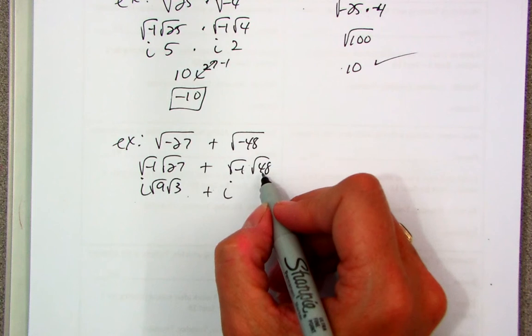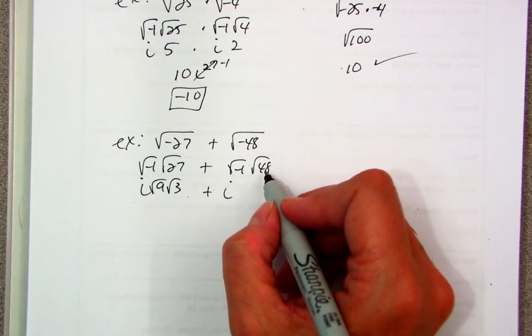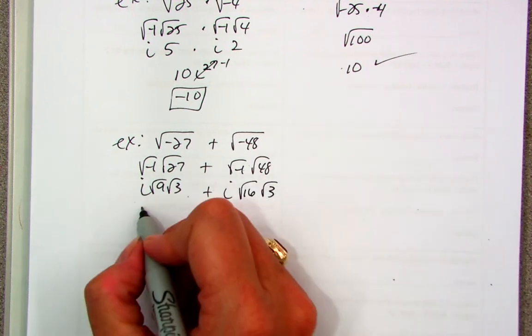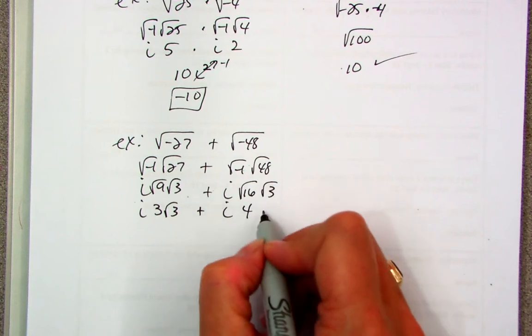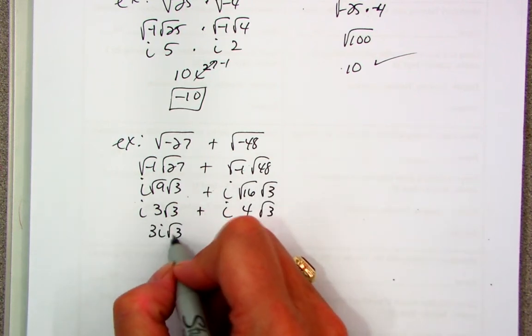So for 48, I could do what? 4 times 12? I think I can do something bigger than that. How about 16 times 3? So that's an i, that's a 3, square root of 3. It's an i, that's a 4, that's a square root of 3. I'm going to rewrite that, clean it up just a little bit. That's how we want to write that.